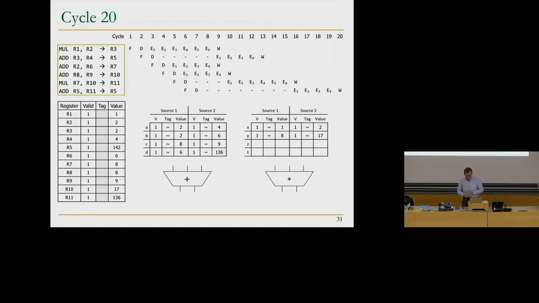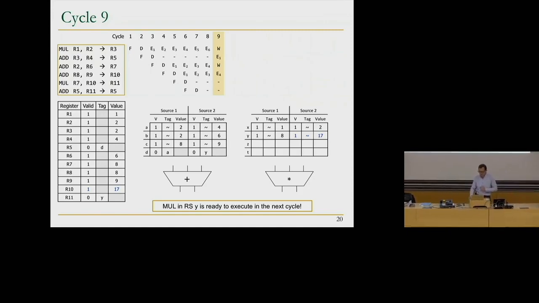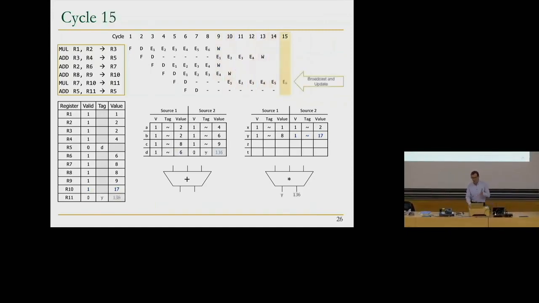Yes? In cycle 9, assume that the memory has multiple write ports. In which cycle? 9. Let me see. If you look at cycle 9. Oh, okay, I see what you mean. Yes, so that's a good point. Basically, we're assuming that there are multiple write ports in the register file. So that's an assumption. If there are not enough write ports, then you basically need to serialize. There needs to be another mechanism that says, okay, you wait and broadcast in the next cycle. Exactly, yes. So these are real issues that real machines face, actually. If you don't have enough write ports, you delay the execution write back a little bit.